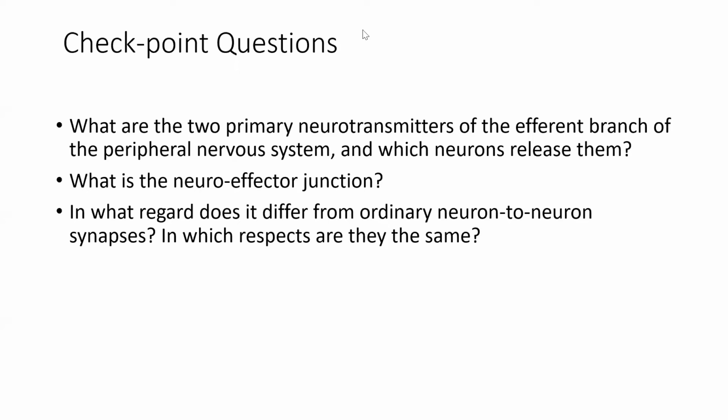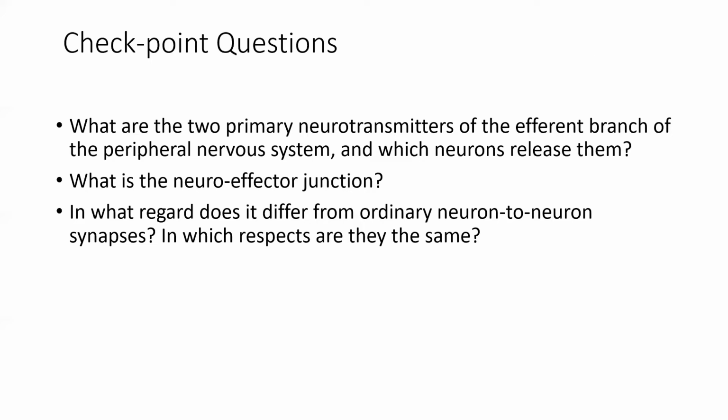Okay, so we know one is acetylcholine, right? So acetylcholine is our main neurotransmitter, the most abundant in the body. We've also got norepinephrine/epinephrine. They pretty much bind to the same receptors. You can think of them together.